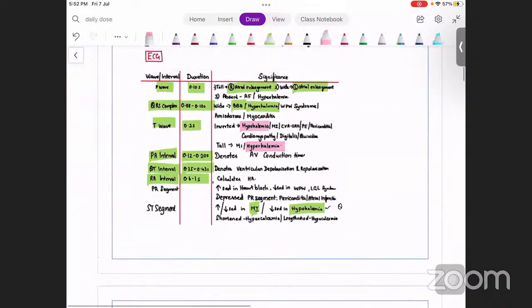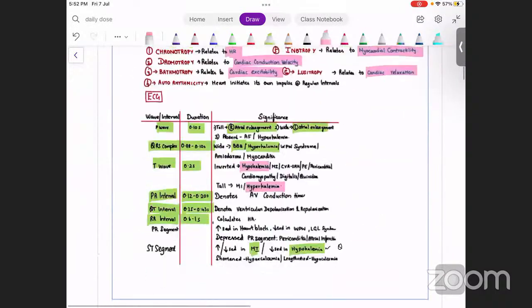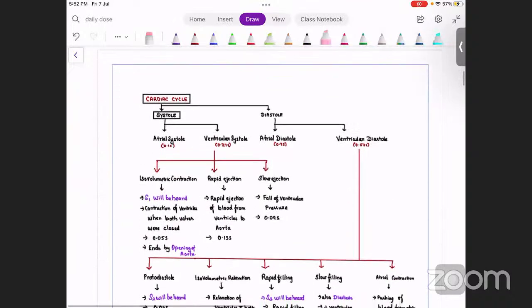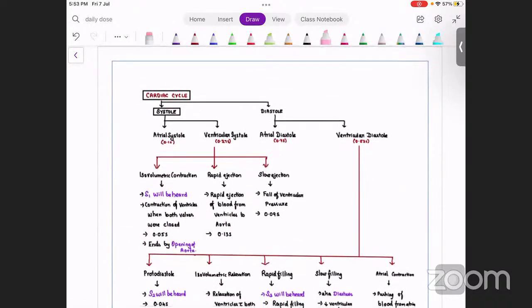So far we have done the ECG changes, action potential, and important terminologies related to the cardiovascular system. Now we are going to talk about the cardiac cycle.